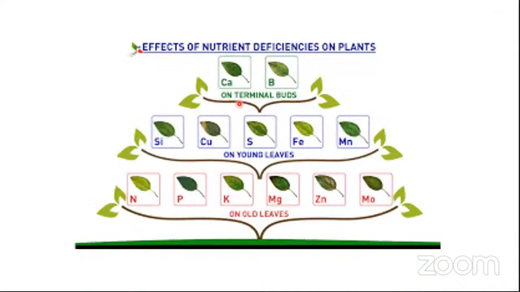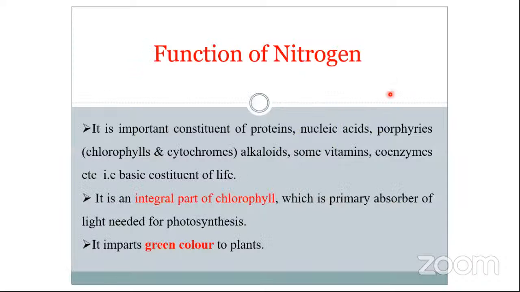On the terminal bud, if the terminal bud is dried, we can consider the deficiency to be calcium and boron. If the younger leaves show some drying or yellowing, you can consider those symptoms to be silica, copper, sulfur, iron, manganese. On older leaves, you can see that the major nutrients, all immobile, NPK, and manganese, zinc, and molybdenum show deficiency in older leaves. This is a very interesting slide. Please note it down.